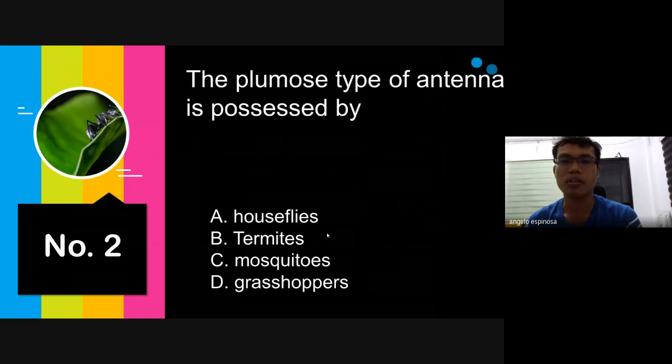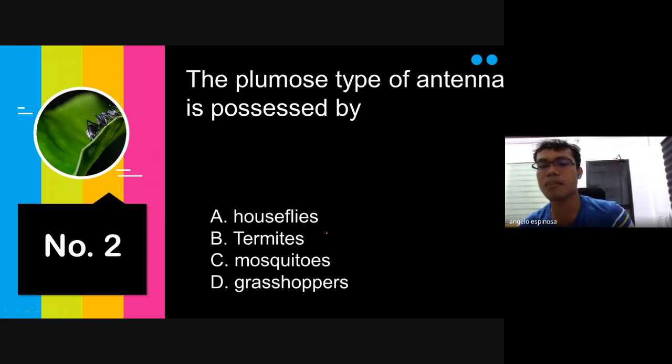The question is, the plumose type of antennae is possessed by blank. A, houseflies. B, termites. C, mosquitoes. D, grasshoppers. Okay, I'll give you a couple of time to answer the question.